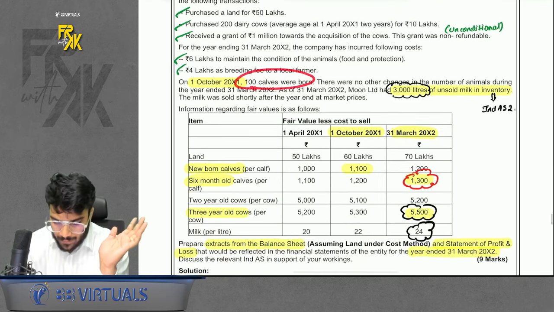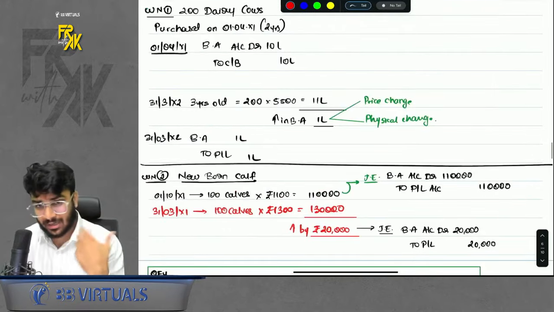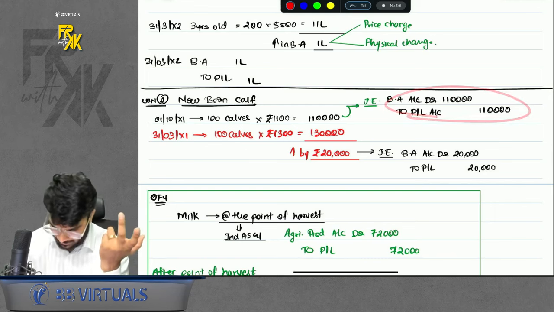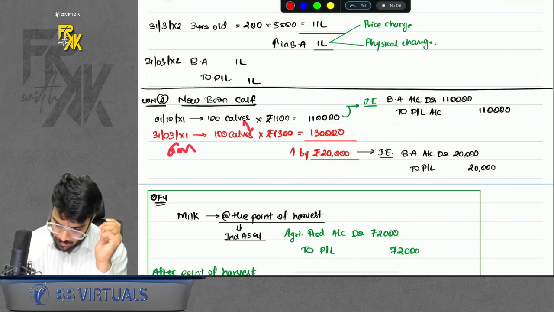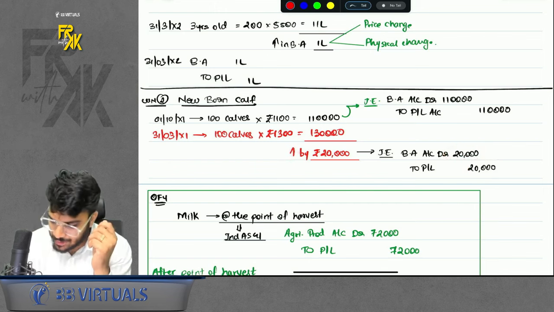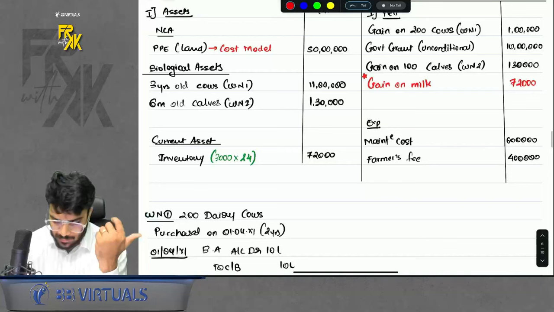Then 100 new calves were born. Do remember, whenever a calf is born, it is fully a gain for you because you did not incur any cost in it, right? So whatever calves were born, it is a gain for you. So value is given as 1100, we booked it. And on year end, they will become 6 months old. Check their revised value as well, and whatever increase there is, book it. So the increase was of 20,000. Initially they were of 1,10,000, then they increased by 20,000. So in total they will become 1,30,000, record it.